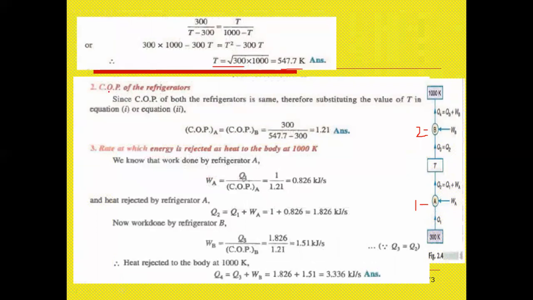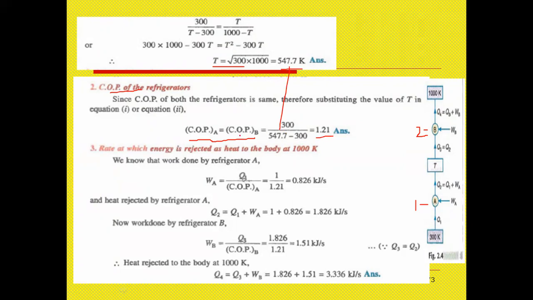Now the COP of the refrigerators. Since the COPs of the refrigerators are the same, substituting the value of T in equation 1 or 2, we get the COP of A. The COP of A formula is equal to the COP of B formula. Take either one: 300 divided by T minus 300. What is T here? 547.7. So substituting, 300 divided by 547.7 minus 300, that is 1.21.